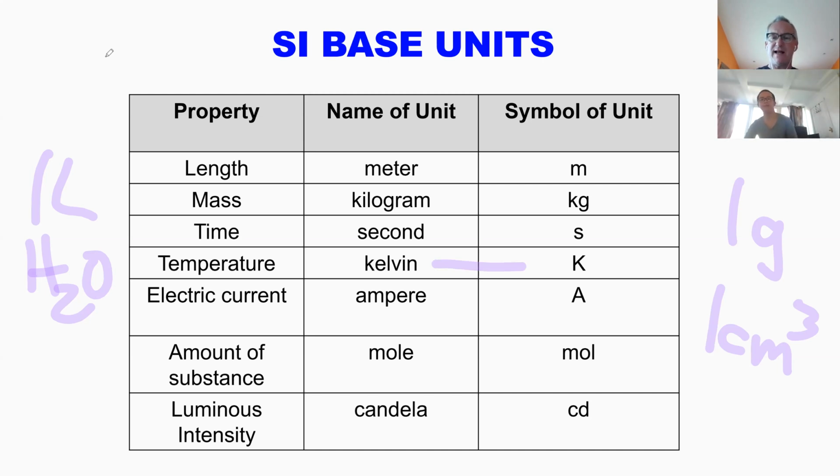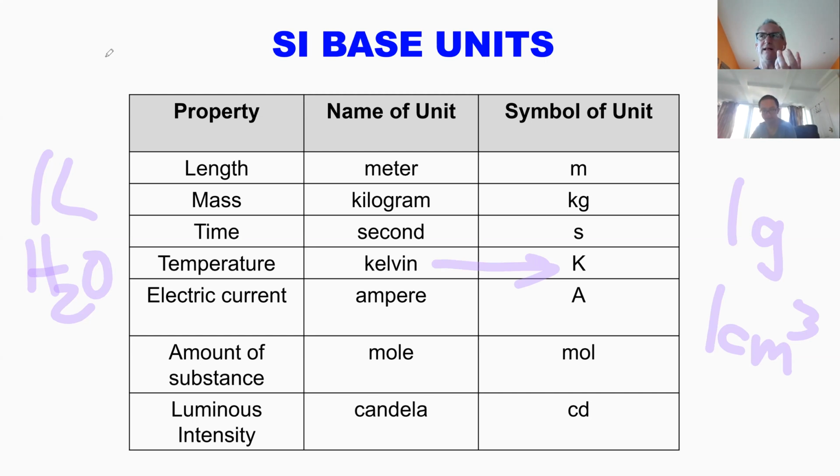Temperature. Now in science, we use Kelvin. Anyone remember what Kelvin is? What's the difference between Kelvin and Celsius? Negative 273.15 degrees Celsius is absolute 0, right? So basically, with Kelvin there are no negative numbers. It starts at 0 and just goes up.